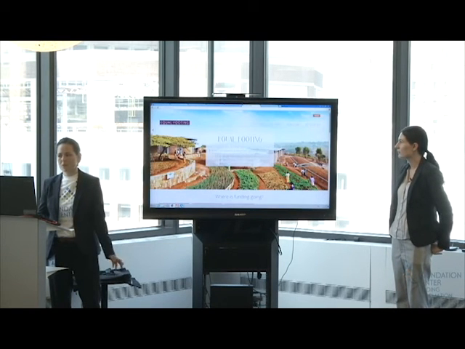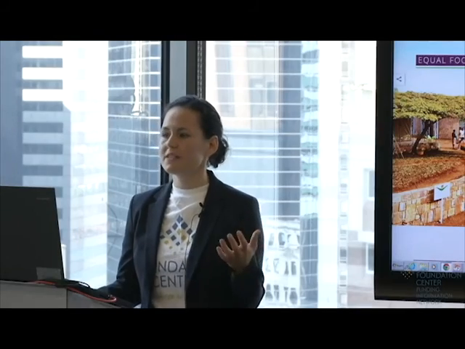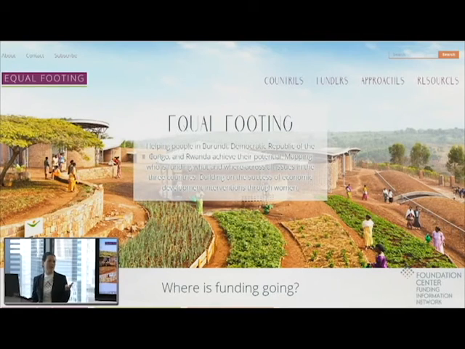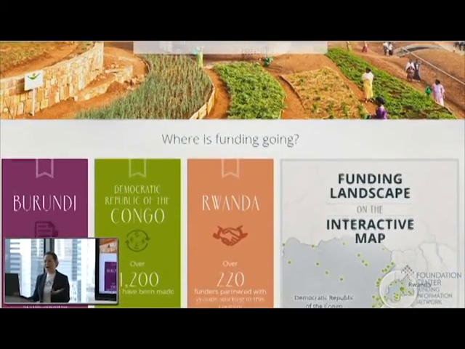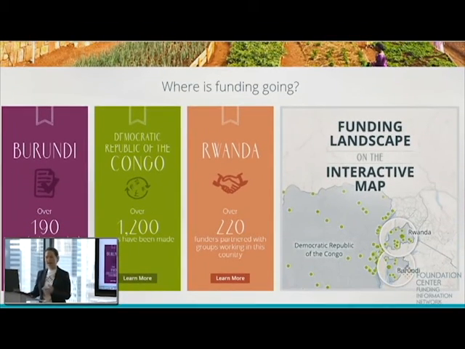This website was launched just last month, and it's called Equal Footing. It focuses on funding going to Rwanda, Burundi, and the Democratic Republic of the Congo. It also has a point of view in that it shows how funding can improve the lives of the people in those countries by investing in women. So again, this landscape has an interactive map where you can search grants data, top funders, that kind of thing.